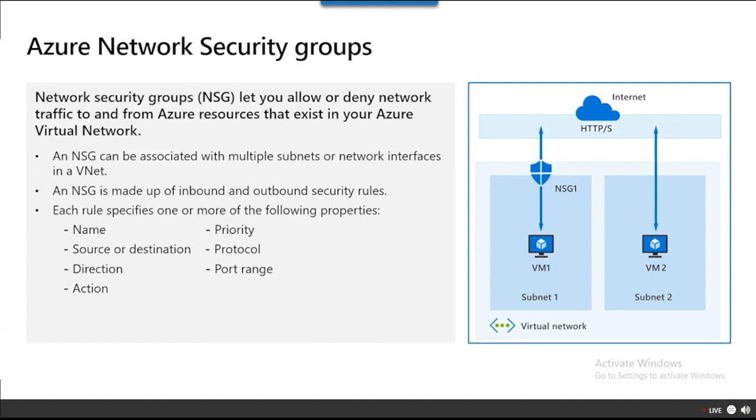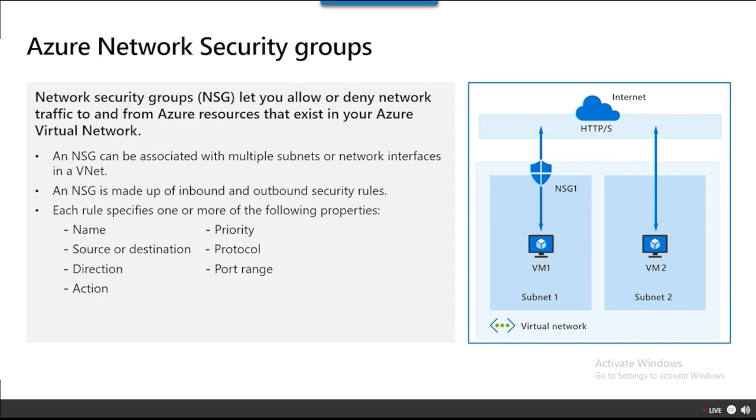It looks at the source port, the destination port, and its protocol. So if you actually look at the graphic that we have here on the screen, the Azure Virtual Network has two subnets that are connected to the internet. And each subnet has a virtual machine.